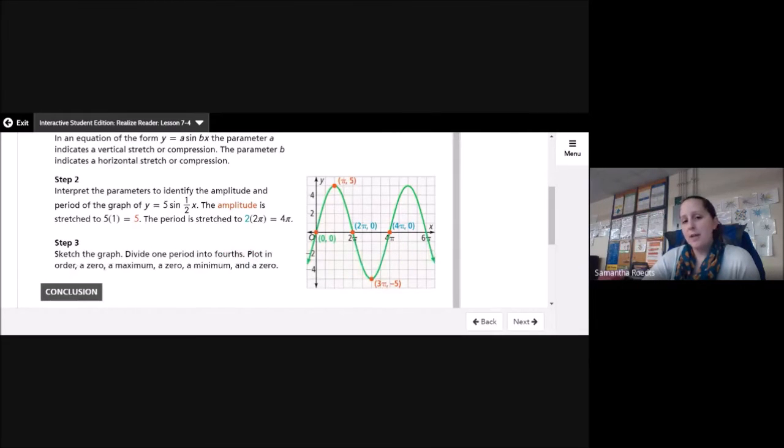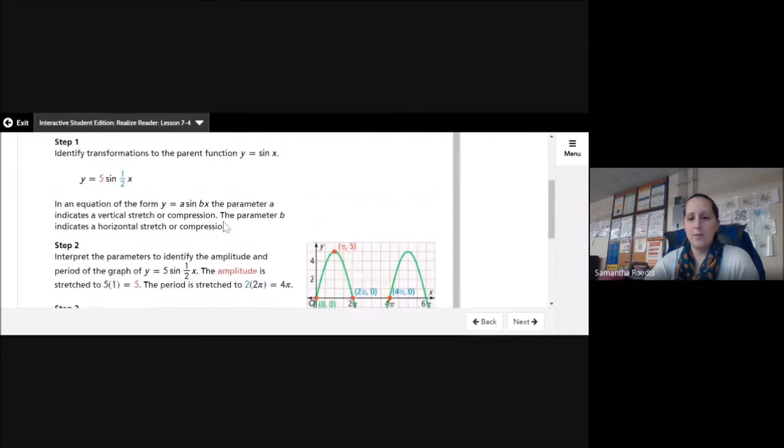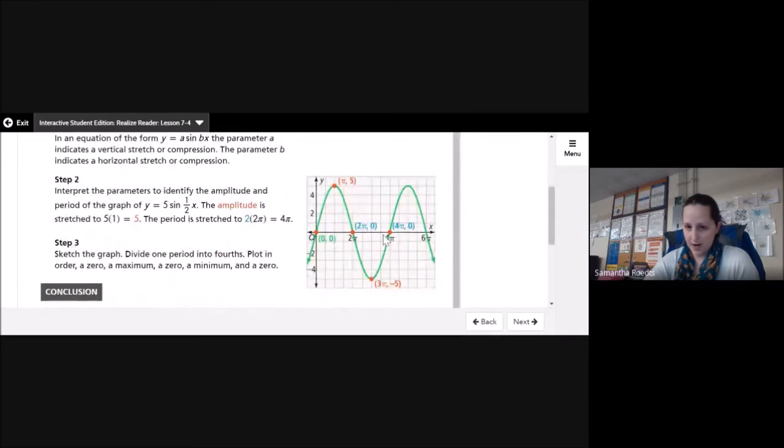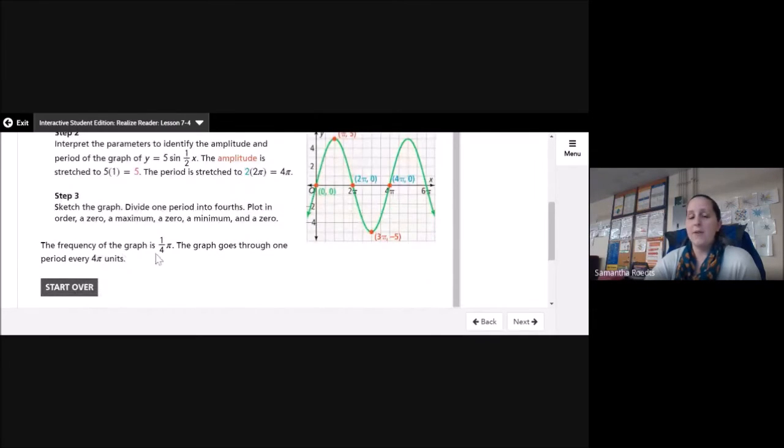Sketch the graph. Divide one period into fourths. Remember, the period is 4 pi, so I have 1, 2, 3, 4 different points. Plot in order a 0, a maximum, a 0, a minimum, and a 0. So here's my 0, maximum, 0, minimum, 0. The frequency of the graph is 1/4 pi. The graph goes through a period every 4 pi units.